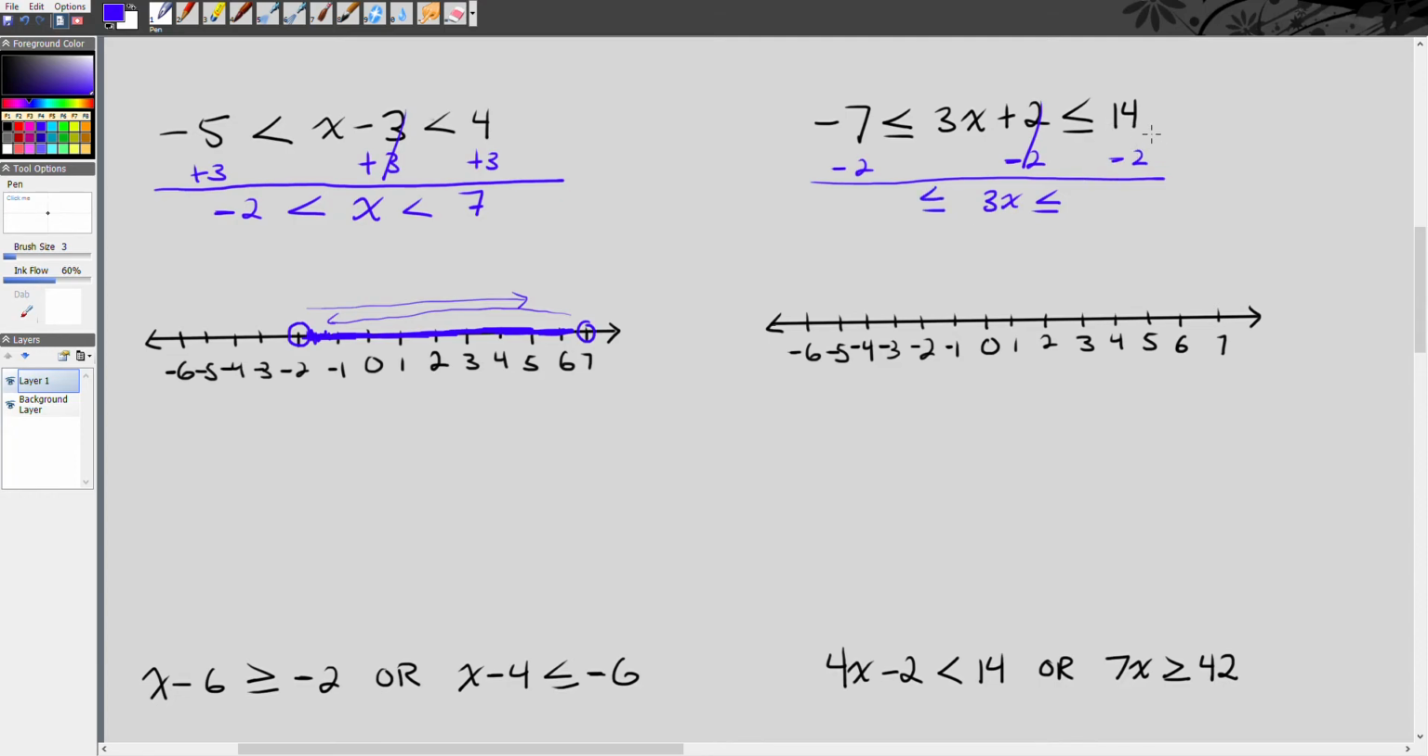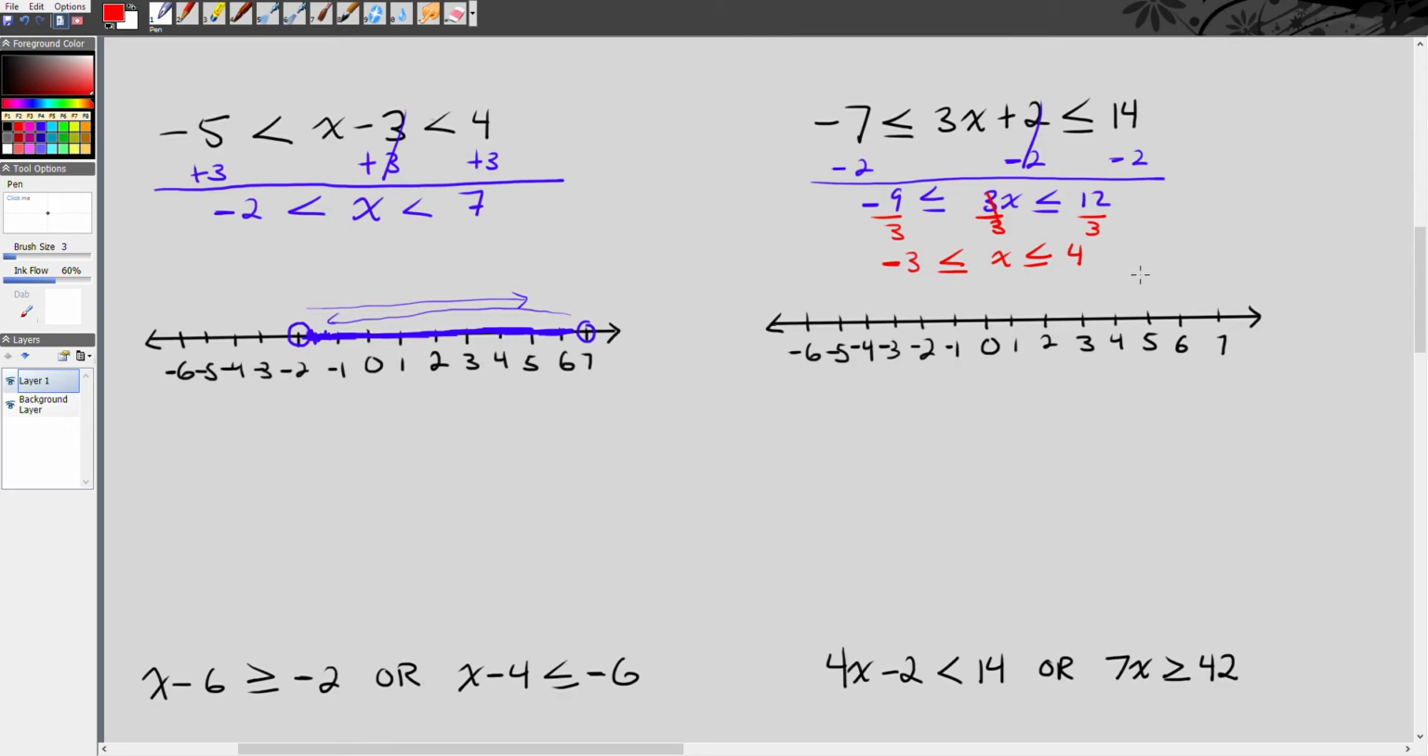And on the right, 14 minus 2 is 12. And on the left, negative 7 minus 2 is negative 9. Then my next step is I need to divide by 3. So again, I'm going to divide by 3 in the middle, on the right, and on the left. So my 3's cancel out here, leaving me with x in the middle. 12 divided by 3 is 4, and negative 9 divided by 3 is negative 3.